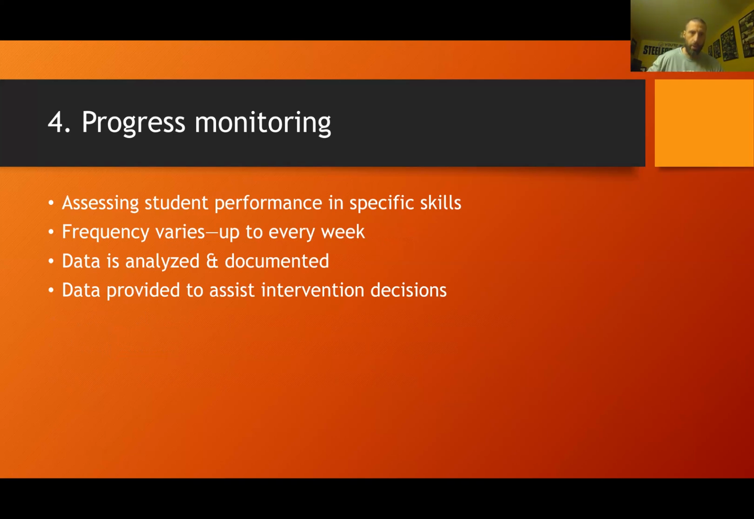Throughout the intervention, we're going to monitor their progress. So these are going to be some sort of assessment that are going to measure their skills and determine whether or not there's growth. So the frequency may vary, but this progress monitoring could happen as often as every week, depending on what was determined previously. The data from these assessments are going to be analyzed and documented, and then this data is going to help assist in future decisions regarding the intervention and evaluation.